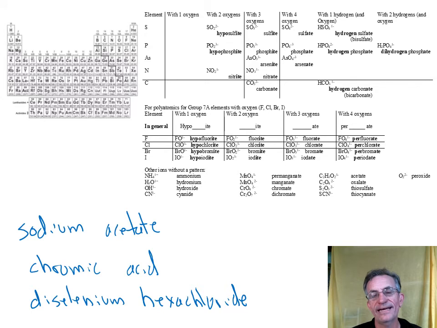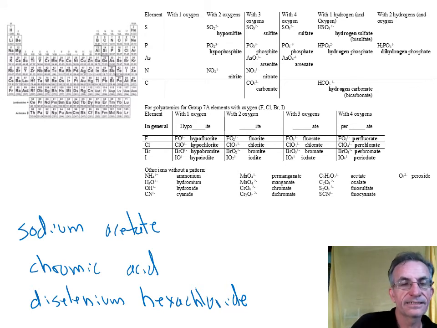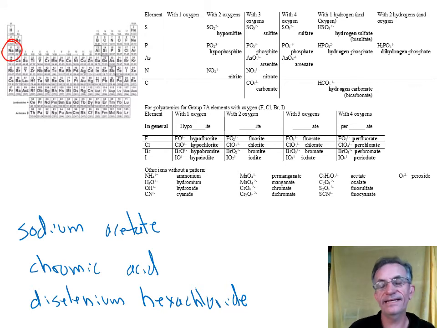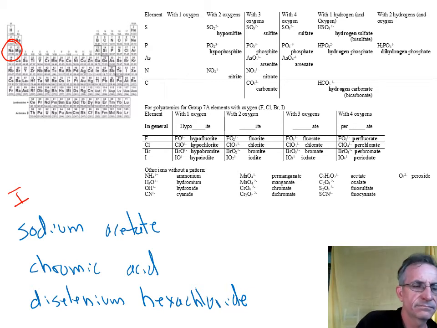So sodium acetate. This thing contains sodium. Sodium is a metal. If you contain a metal, you are ionic. All right, second one, chromic acid. What do you think that one is? It says acid. Oh, it's an acid. Chromic acid.